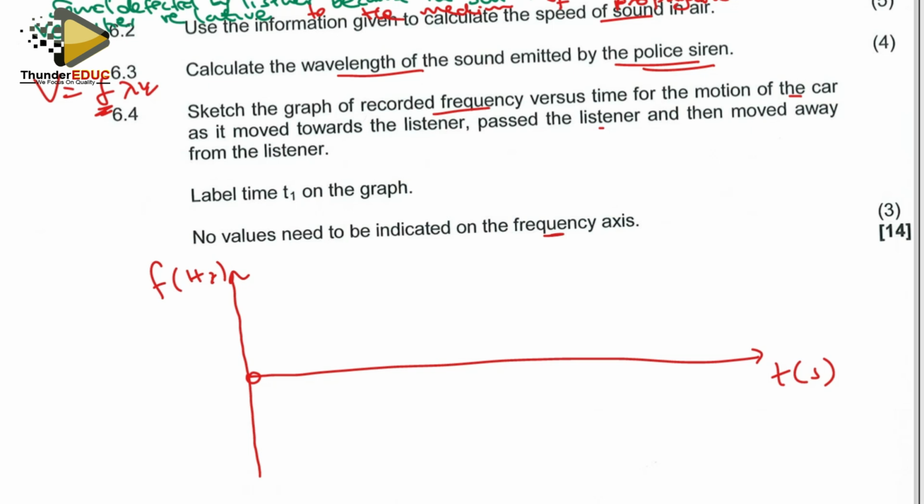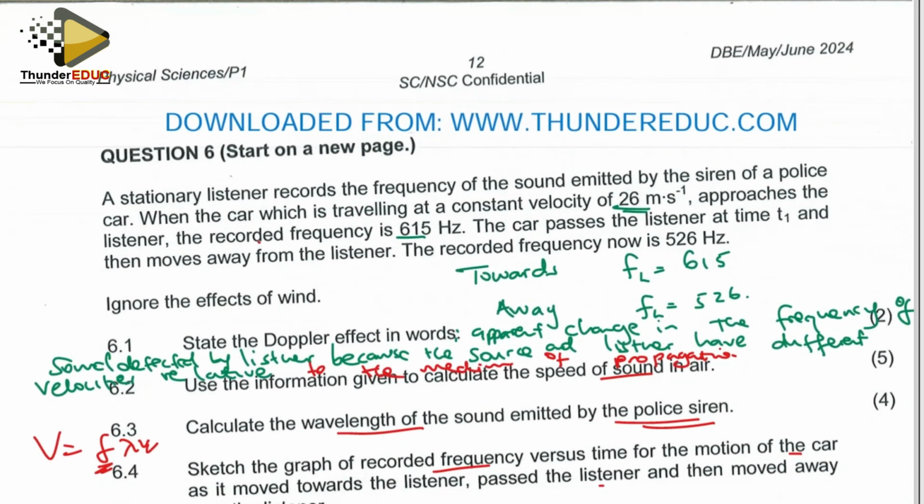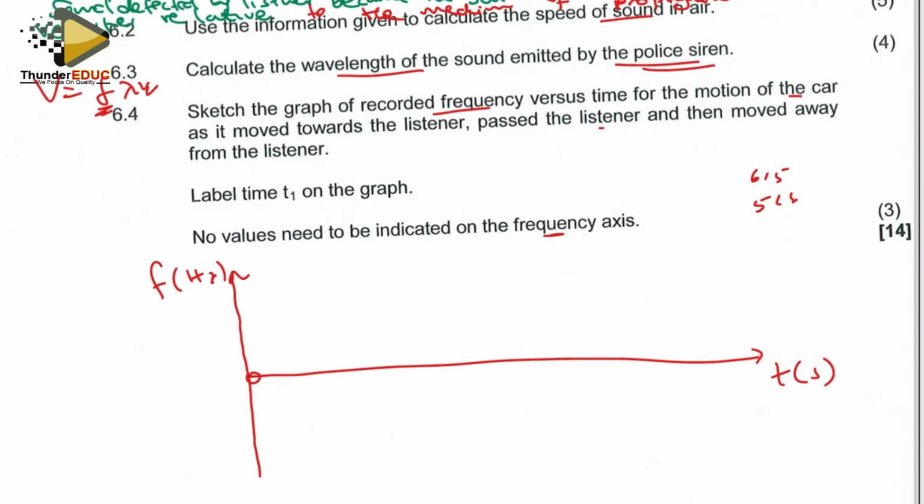So we just need the observed frequencies. Remember we had the 615 and then the 526. So the frequency started by being there, and then at the time T1, the frequency dropped to there. So this is what we need. And that is all. We don't need any values. Okay, so that is question number 6.